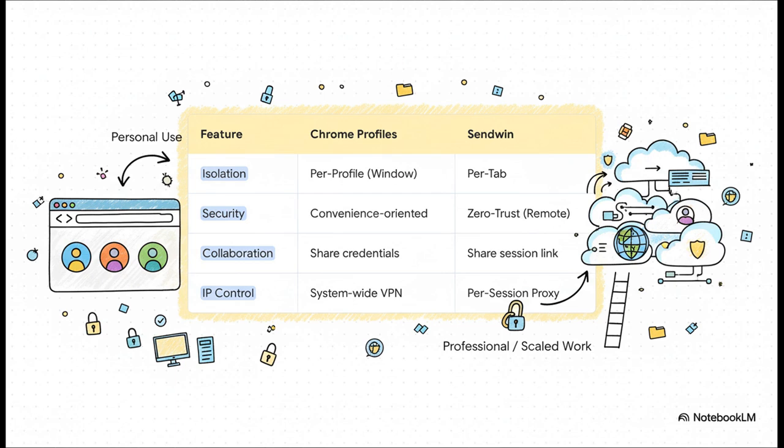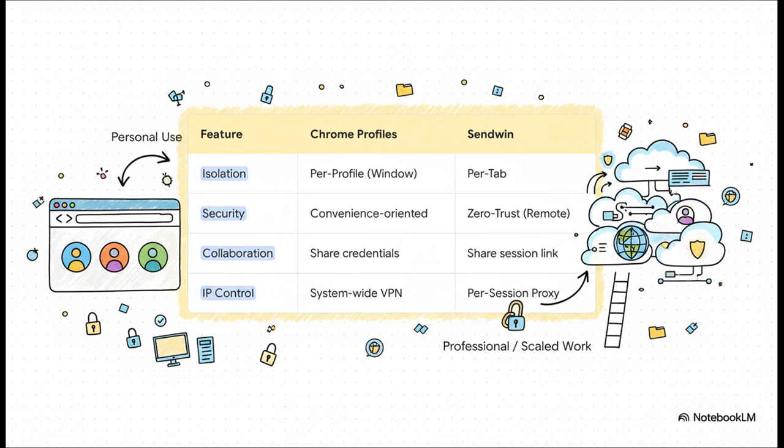While Chrome isolates at the profile level, so the whole window, Sendwin isolates every single tab. That is a way more granular level of control. And look at the security model. Chrome is all about convenience, while Sendwin works on a zero-trust principle, which basically assumes every website could be a threat and keeps it far away from your machine.